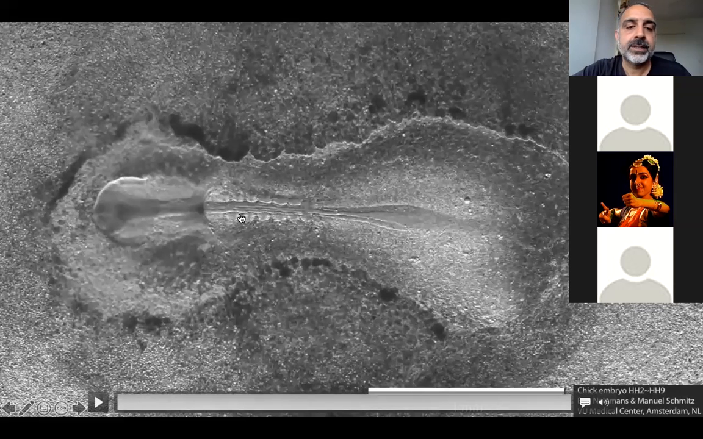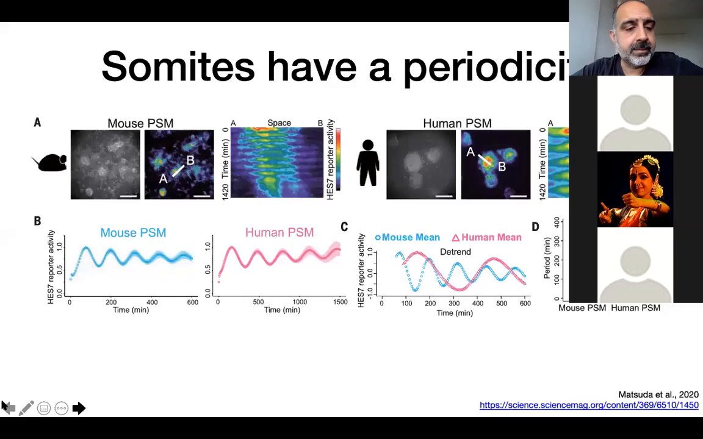In chickens, one somite is formed every 6 hours or so. In mice, the periodicity is a little bit longer. So one somite takes about 2 to 3 hours. In humans, the periodicity is much longer.